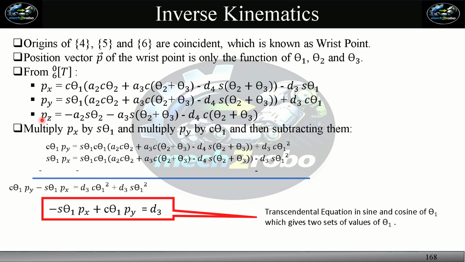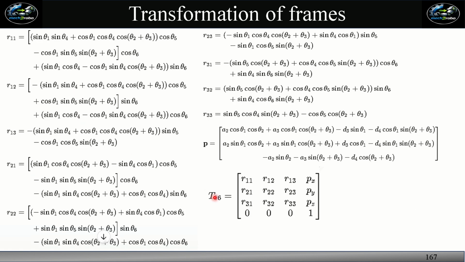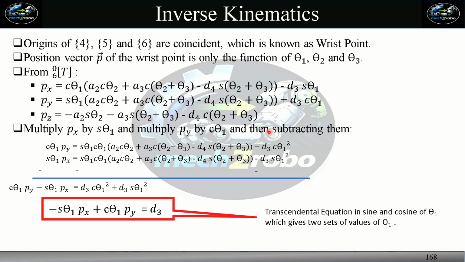and this position vector comes from this transformation matrix. It tells us the end effector position with respect to the fixed frame 0, and has the three components px, py and pz. In inverse kinematics, our main task is to determine the values of theta 1, theta 2, theta 3, theta 4, theta 5 and theta 6 at the given position and orientation of the end effector with respect to the fixed base.